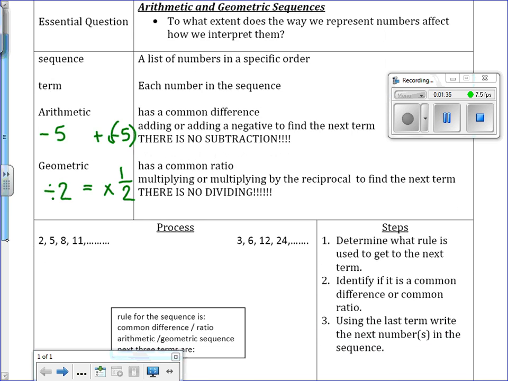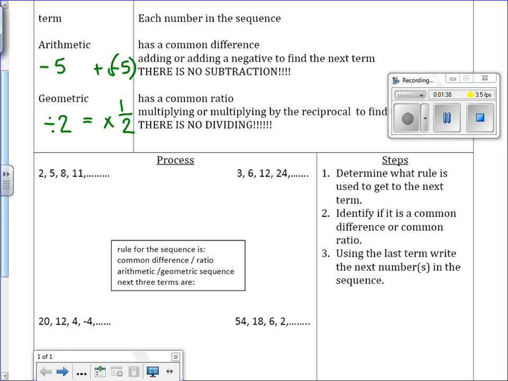Okay, so let's go ahead and talk about a couple of examples that we have. Here we have 2, 5, 8, 11. And it seems to me that this set of numbers is increasing. Between 2 to 5, I add 3. 5 to 8, I'm adding 3. 8 to 11, I'm adding 3. I would call this an arithmetic sequence, because it's increasing by using addition.